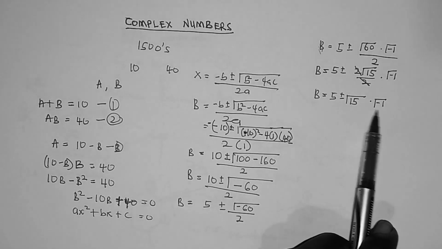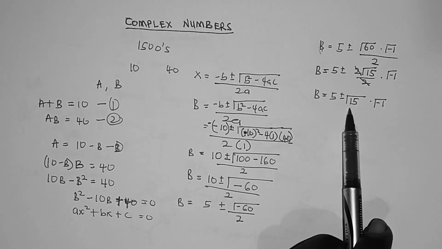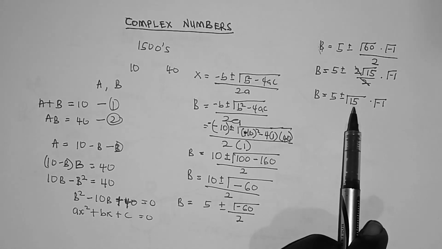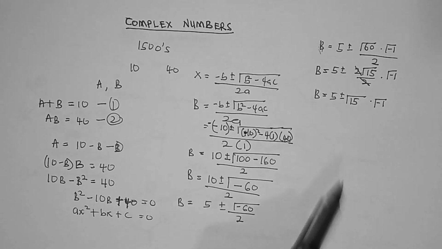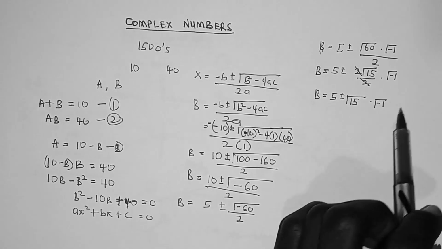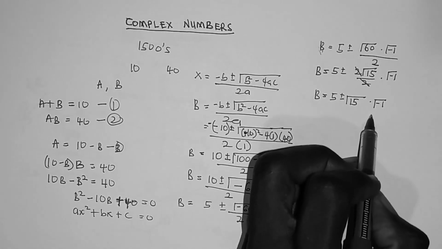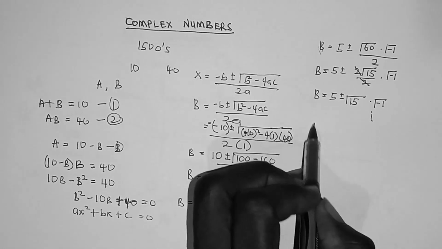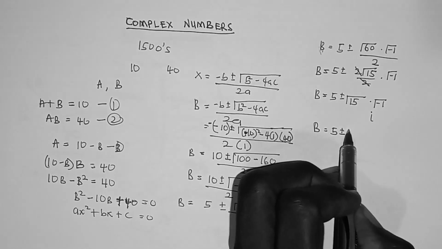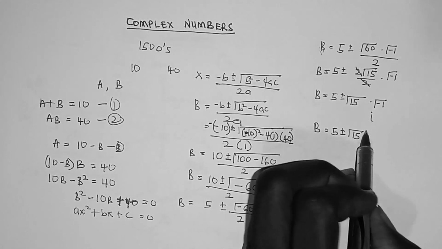You can see that at the end of the day, we've gotten answers that are not real. These are not real numbers. So mathematicians have referred to this square root of minus 1 as i. Therefore, B is equal to 5 plus or minus square root of 15 i.